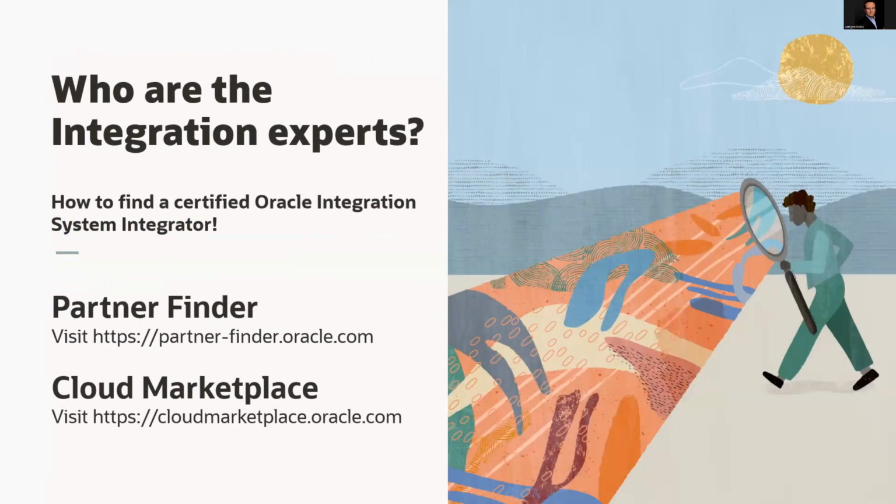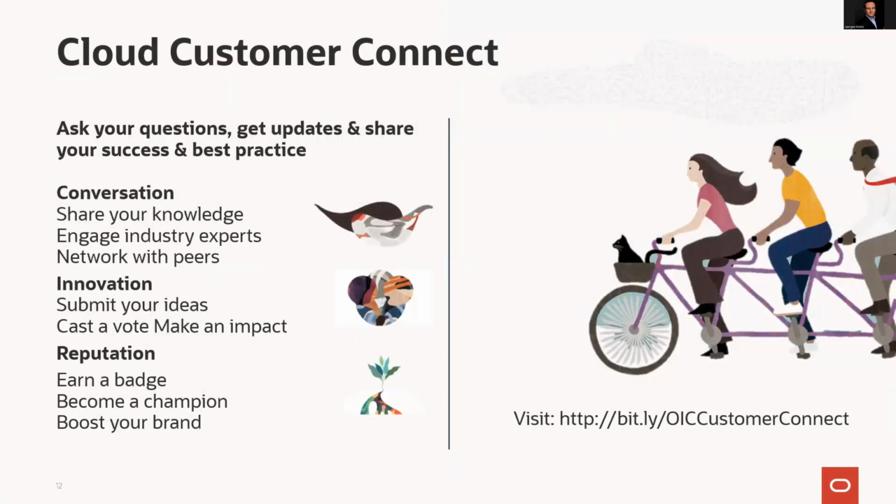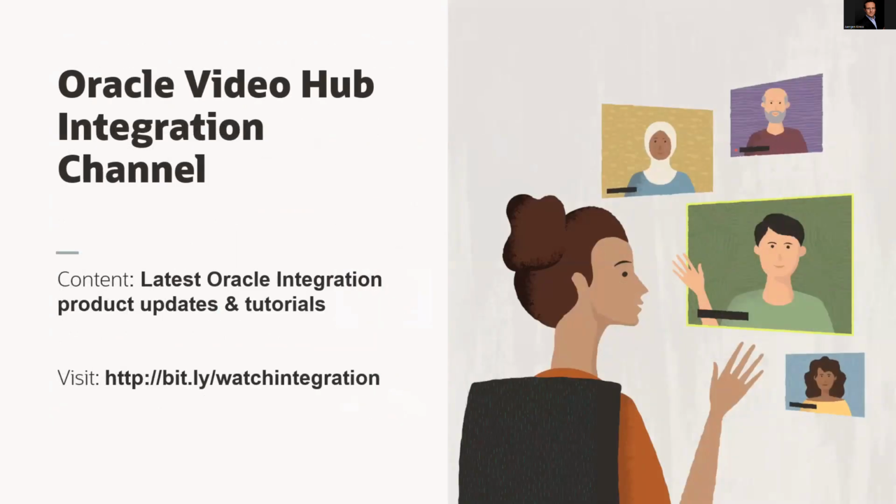If you want to work with a certified partner like PROMATIS, please look up Partner Finder. In Partner Finder, you can search for certified experts. You can also search for their success stories and references by region and by product. In Oracle Cloud Marketplace, you can search for Oracle Cloud Services and also third-party adapters. If you have questions or need support, please collaborate on Cloud Customer Connect. There you can start conversations, submit innovations, and earn badges.